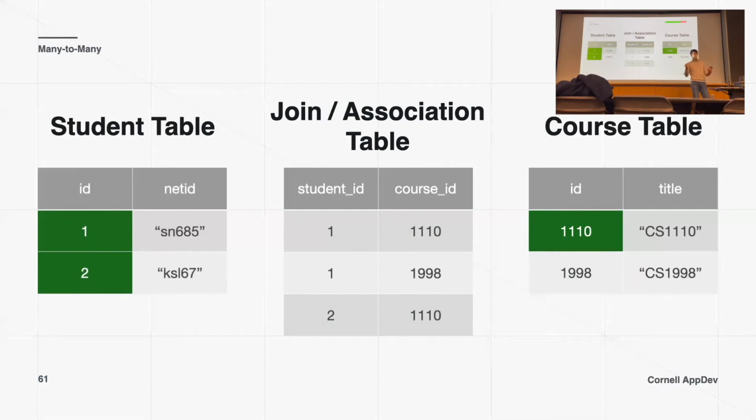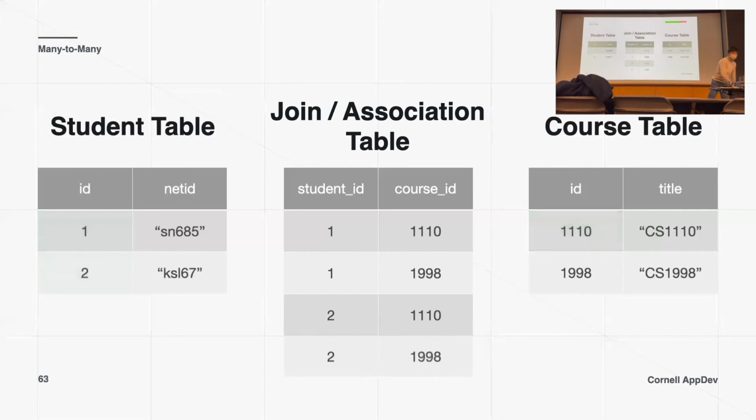Now, if Kate, say, enrolls in CS 1998, that just becomes a new entry in our table. The reason why, again, this is efficient is because for each of these fields, we only store one element in each of the rows. And this ensures that we're not going to have to loop through every single item in a list to find what we want to be finding.